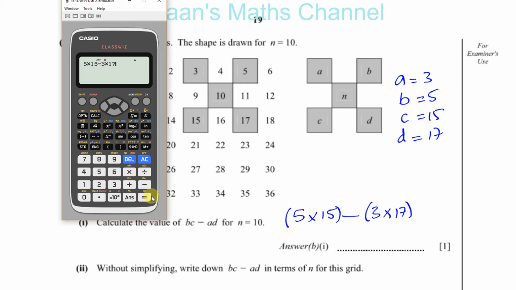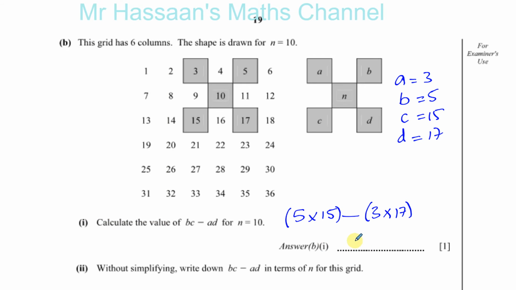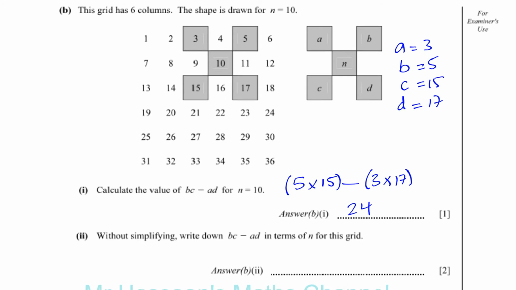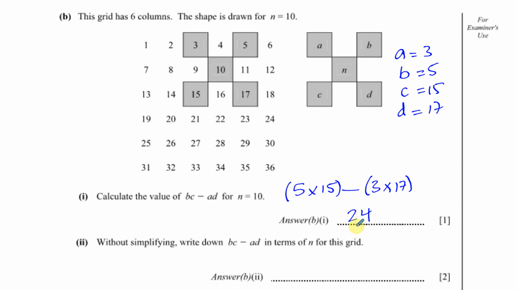Without simplifying, write down BC minus AD in terms of n for this grid. So you can see in terms of n, you've got A, B, C, and D. Now, 3 here is in place of A, which is 7 less than n. So A is n minus 7. And you'll notice that the one on the opposite side of it in the diagonal is going to be the same number above. So that's going to be D, that's n plus 7. There's like a pattern there. And this number is 5 less than 10, and this number is 5 more than 10. So B is n minus 5, and C is n plus 5. It's like a pattern we can see.